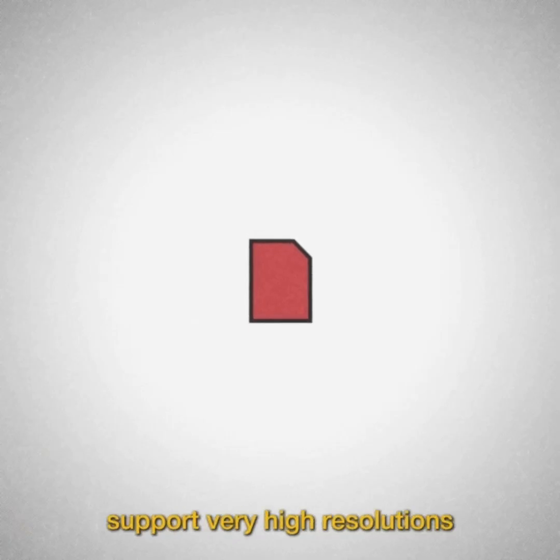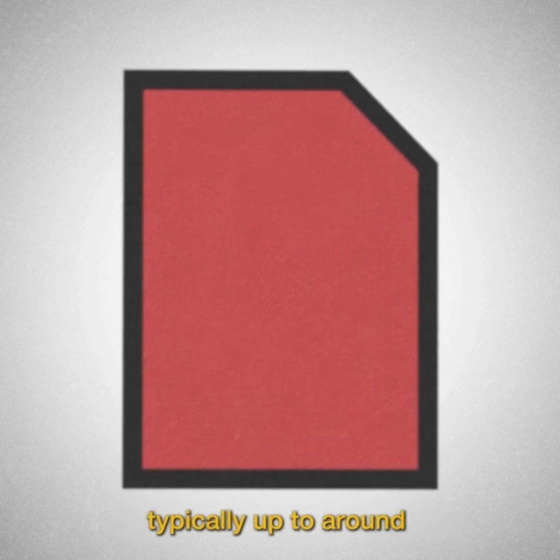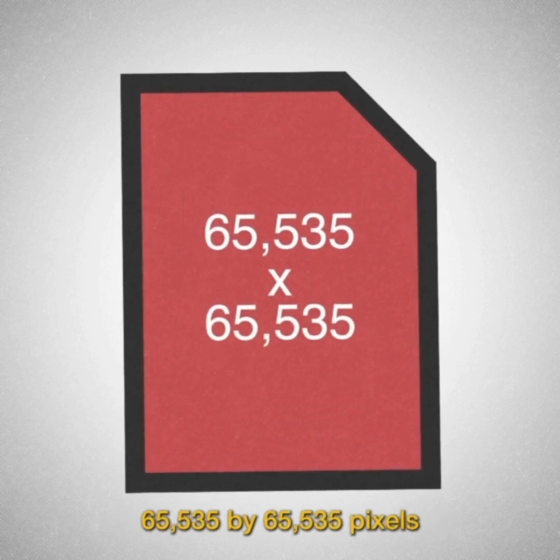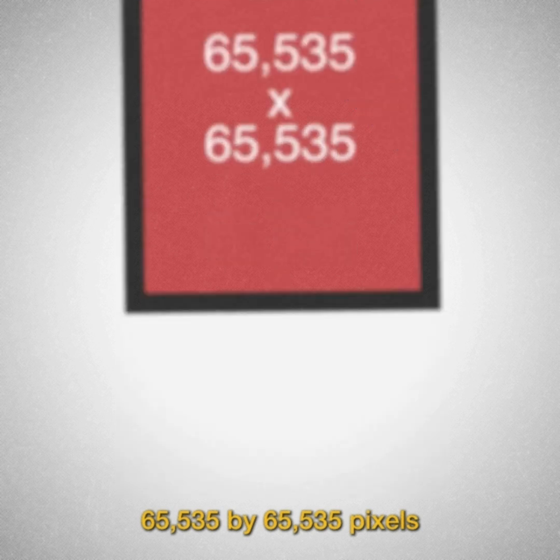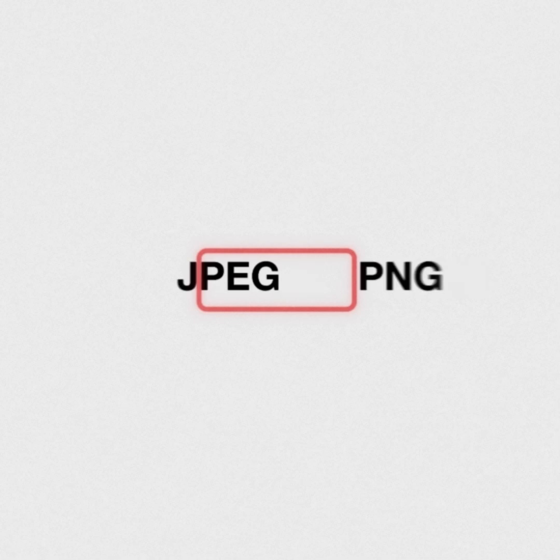JPEG images can support very high resolutions, typically up to around 65,535 by 65,535 pixels, though actual limits may depend on the software or device being used.